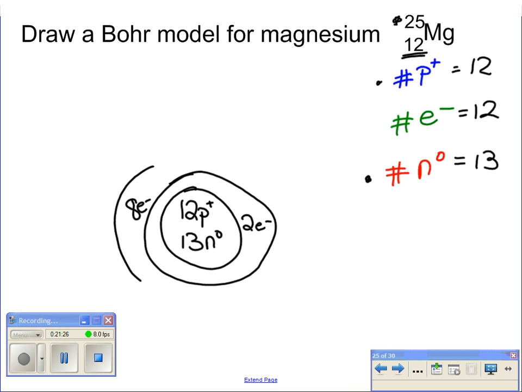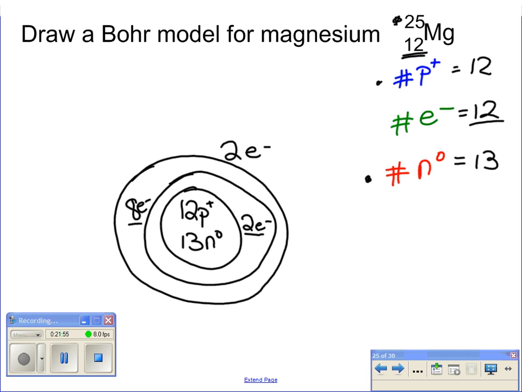And there's going to be electrons in the third energy level. Now, the third energy level can hold a total of 18. But right now, I have a total of 10, and I only have 12 electrons. So that means in the third energy level, there are only 2 electrons there. And this is what's called a Bohr model.